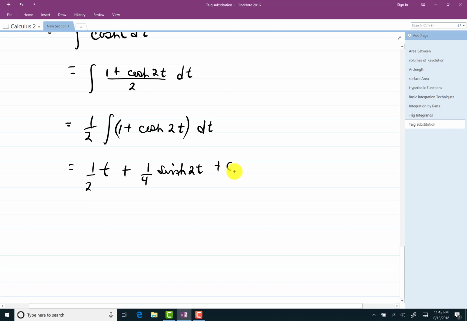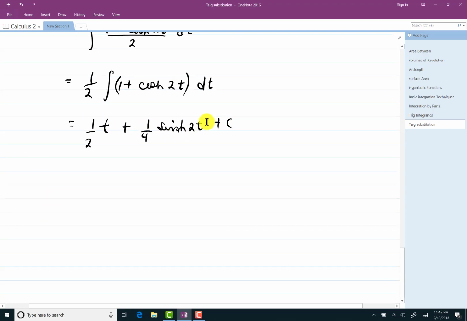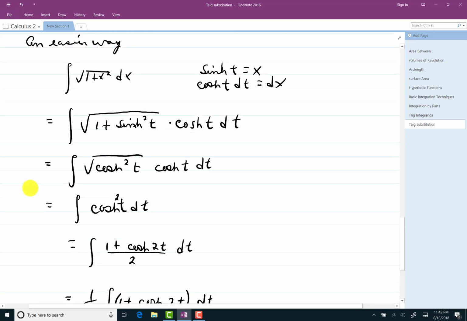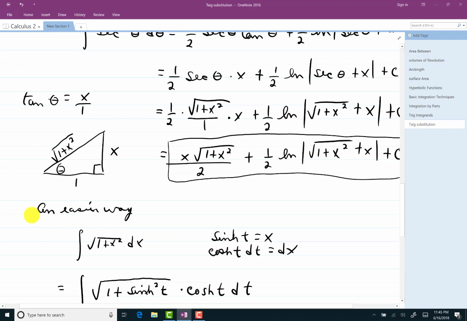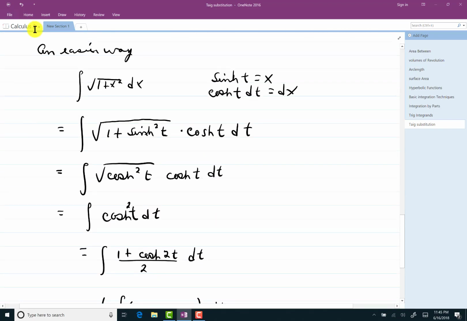Put a constant. Well, this is nice because hyperbolic sine has a similar identity to regular sine, and that is 2 hyperbolic sine of t hyperbolic cosine of t. So I can make that into a 2, 1/2. Now let me go back and find out what t was equal to. Right here it is. t equals arc hyperbolic sine of x.